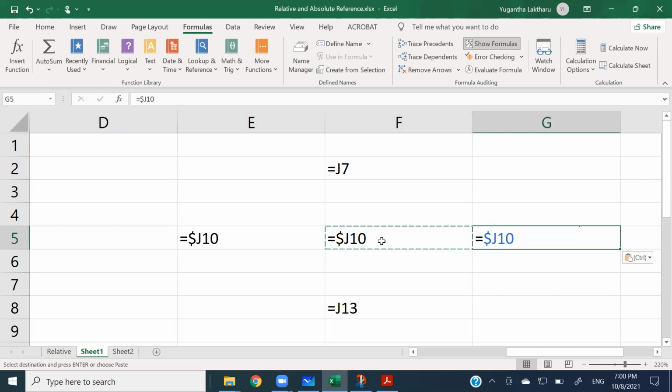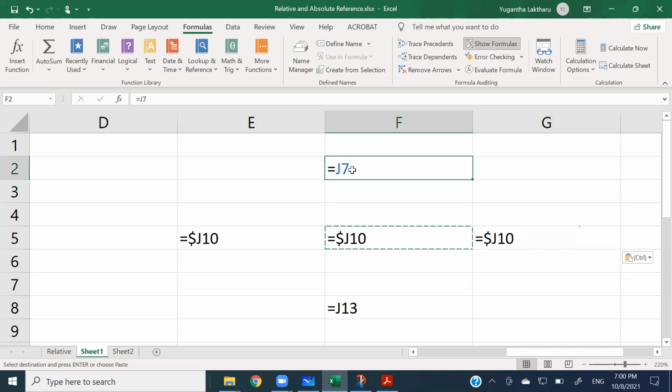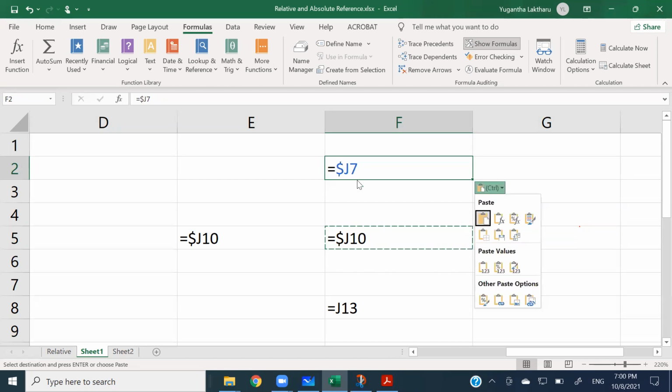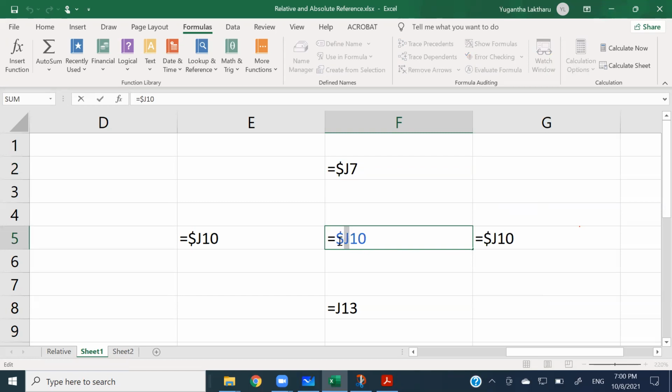Right? Wherever we copy it, it will always be J. If I copy this over here, it's going to be $J7. Why is it going to be $J7? Because we have said only J is going to be absolute. J is the only one made absolute, so J doesn't change. But the 10 does change, right? 10 will become 9 over here, 8 and 7.